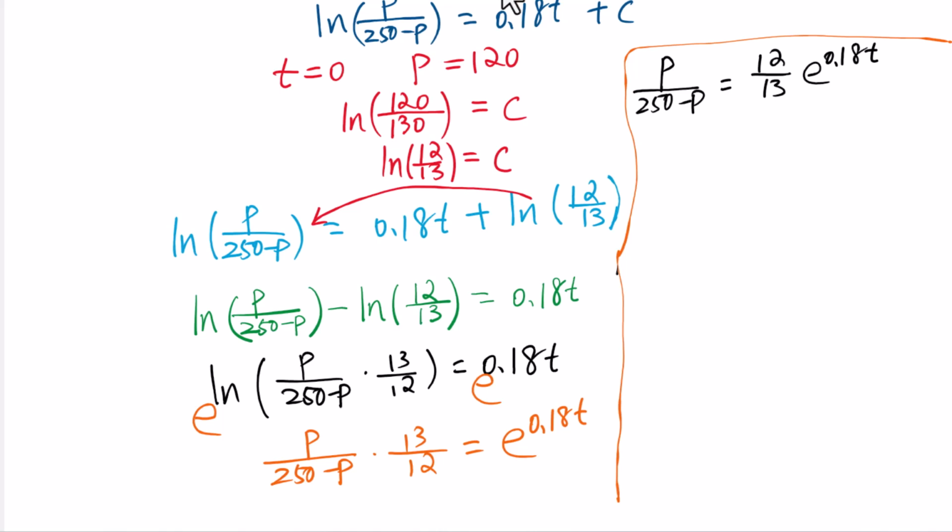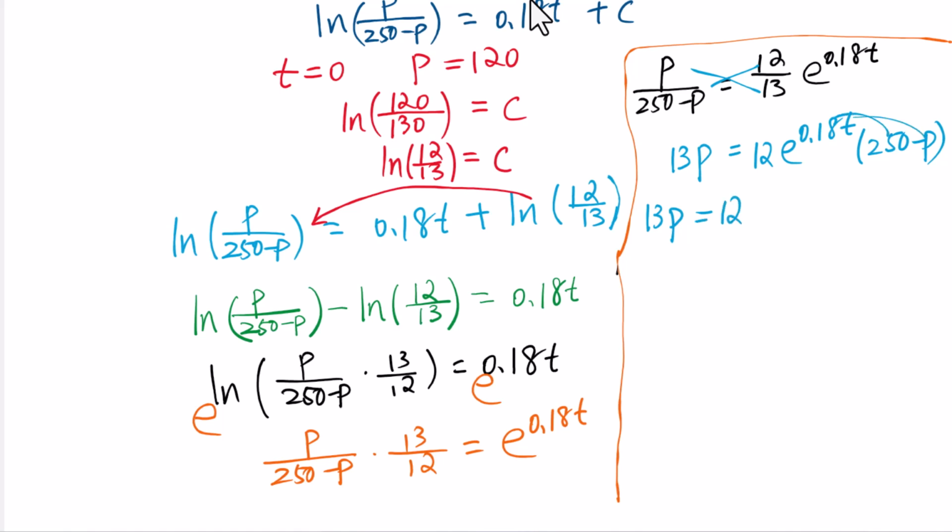Cross multiply. 13P equals 12 times e to the power of 0.18t times (250 minus P). 13P equals, by the distributive property, 12 times e to the power of 0.18t times 250 minus 12 times e to the power of 0.18t times P. This is a linear equation.